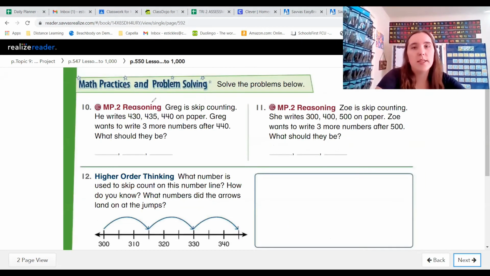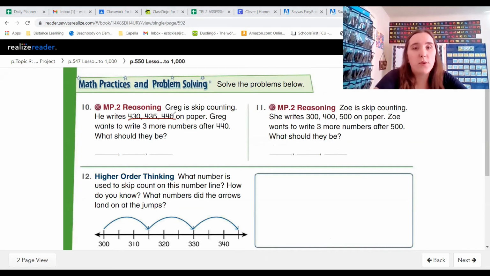Let's do number 10. It says Greg is skip counting. He writes 430, 435, 440 on his paper. Greg wants to write 3 more numbers after 440. What should they be? So look at these numbers, friends. What do you think the pattern is? How much is Greg skip counting by? Is he counting by 5s, 10s, or 100s? Well, 0, 5, 0. So that means he's counting by 5s.